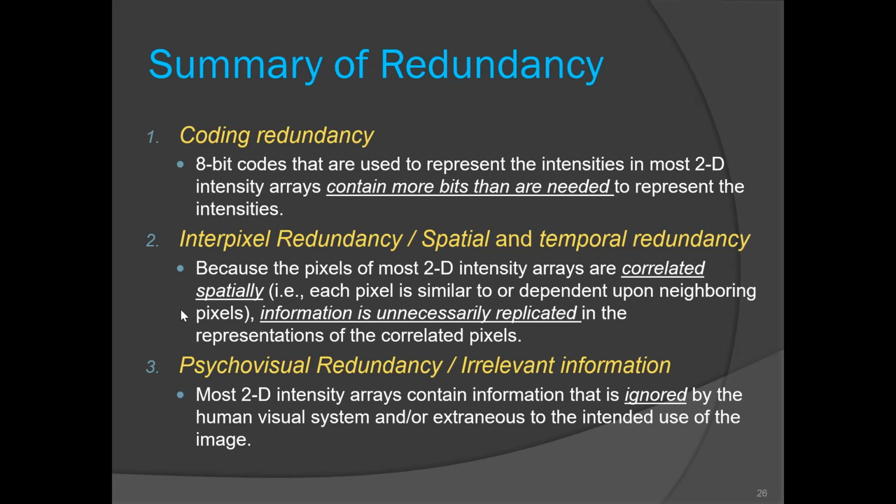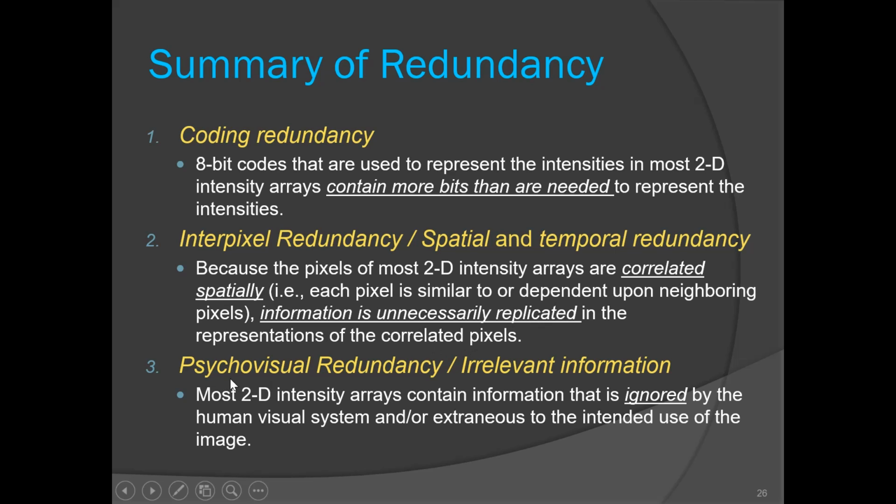Then the second type of redundancy is known as interpixel redundancy, or spatial and temporal redundancy. It is due to the spatial correlation between the neighboring pixels. So the same information is unnecessarily replicated in the representation of correlated pixels.